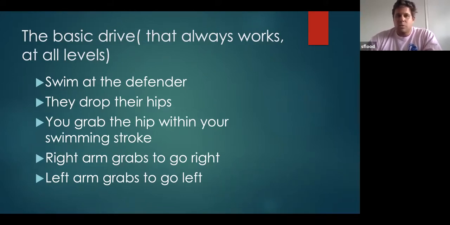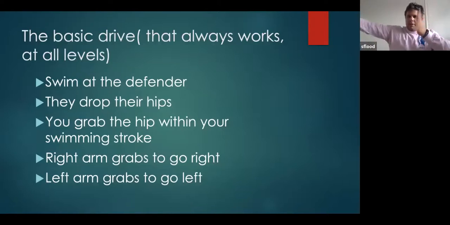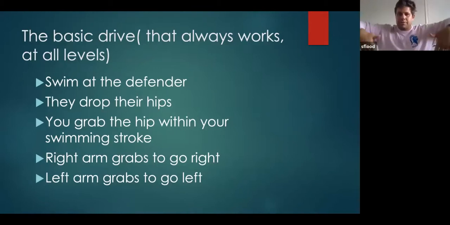Basically, you're just going to swim at the defender. That drops their hips. And the thing is that you get an offensive when you grab with the wrong arm. You see this a lot. Kids swim in, they grab the shoulder, and it's offensive, right? I'm not saying you're grabbing their suit or anything like that. It's swimming. So I swim up to them, they drop their hips.